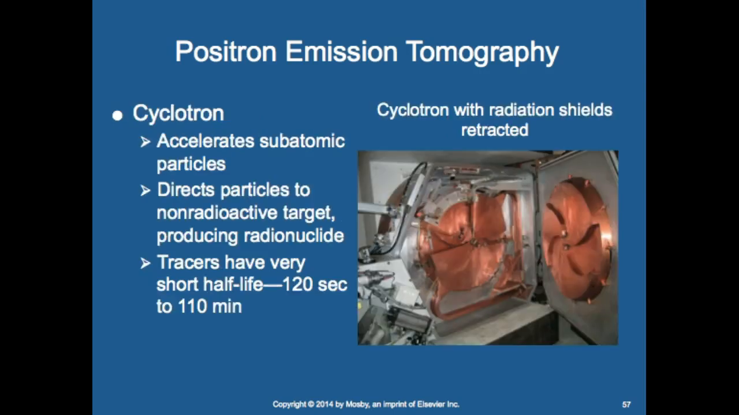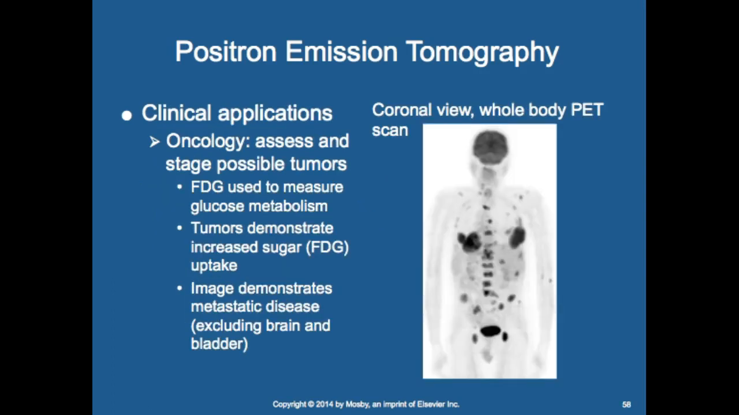So a cyclotron accelerates subatomic particles and directs the particles to a non-radioactive target, producing a radionuclide. Tracers have a very short half-life, so 120 seconds to 110 minutes. So these are very, very high dose in a short period of time. Their half-life is really, really fast. So to do these studies, if you inject a patient, you have to be ready to scan that patient quickly. So the timing is important.